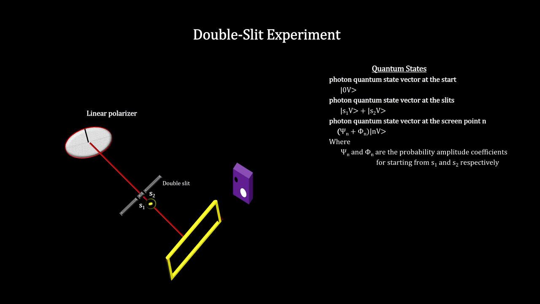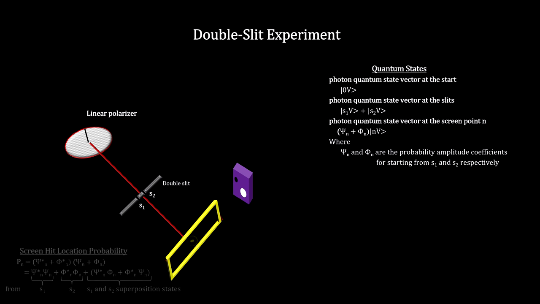For photons reaching the screen from S1, the state evolves into one that includes coefficient amplitudes that vary for different screen locations. The same is true for photons reaching the screen from S2. Only the amplitudes will be different. And unique to quantum mechanics, photons reaching the screen from the S1 plus S2 state evolve to a linear superposition of the two, like a wave passing through both.